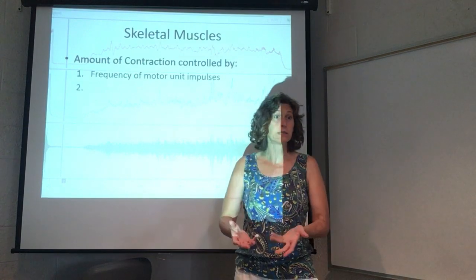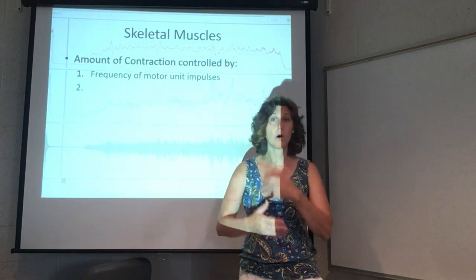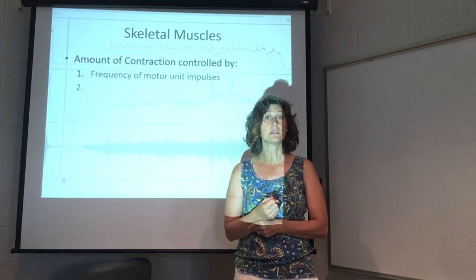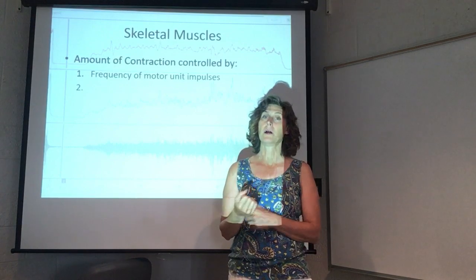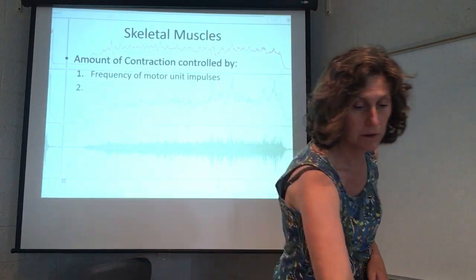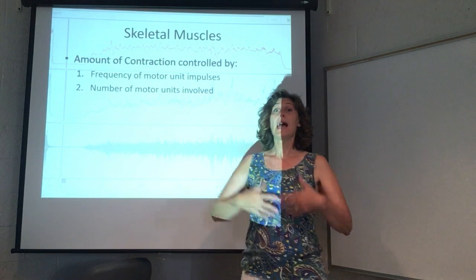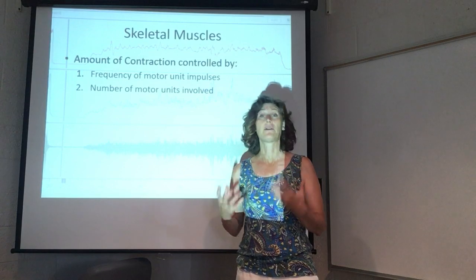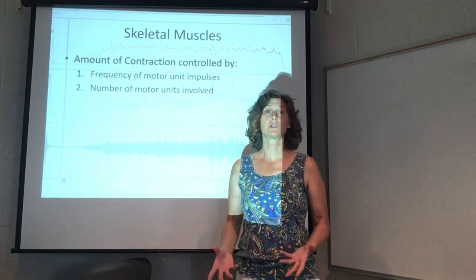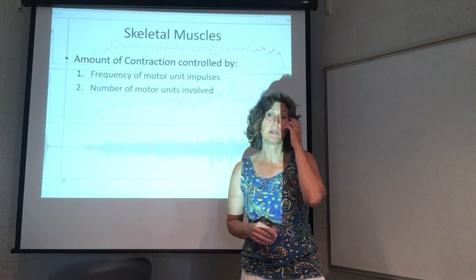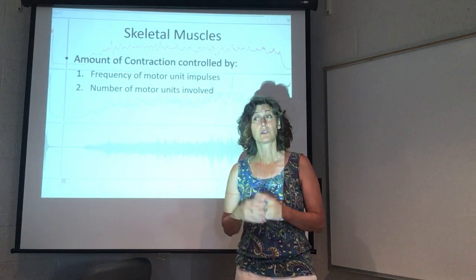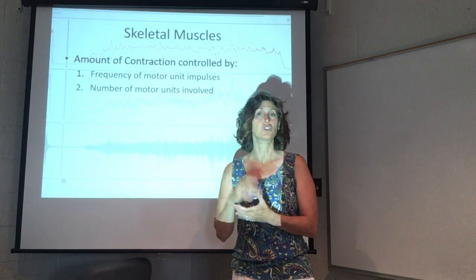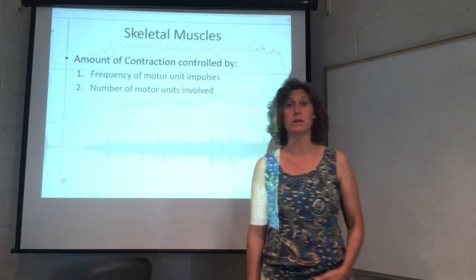One relates to the frequency of the motor unit impulses. So how often are these motor units firing? So if more energy needs to be garnered, then we will have more frequent motor impulses. And then the other part has to do with how many motor units are recruited for the particular task at hand. So if you have to lift something incredibly heavy, your body is going to recruit as many motor units as it can get its hands on. So the number of motor units gives us those degrees of contraction strength, and that's going to be what you'll be measuring in your lab.